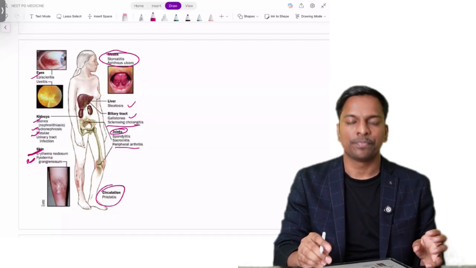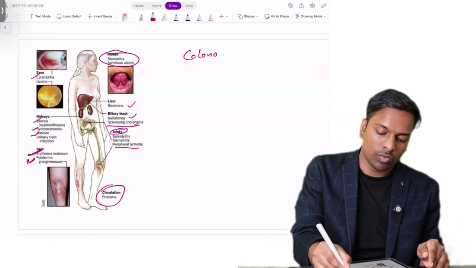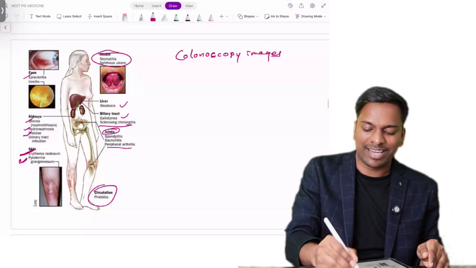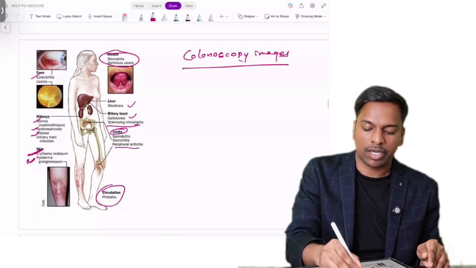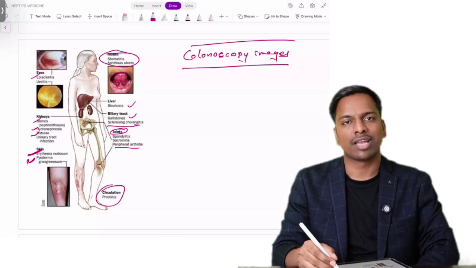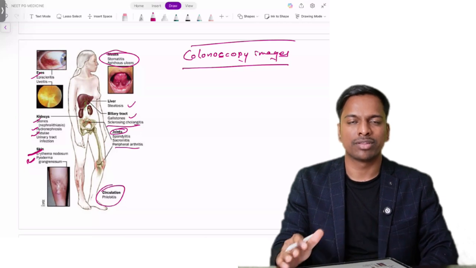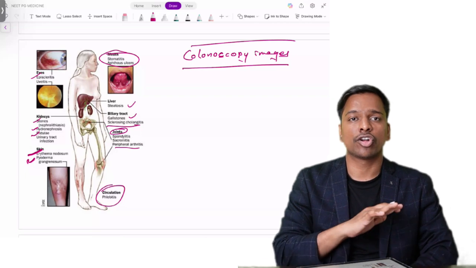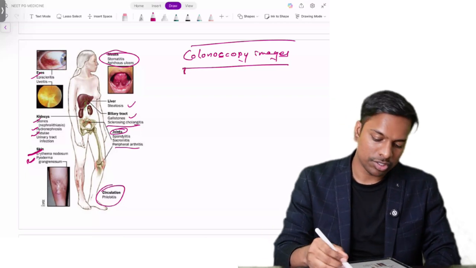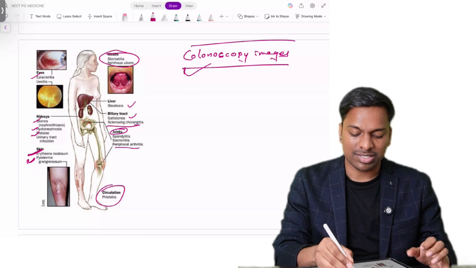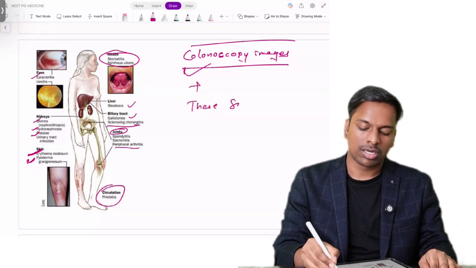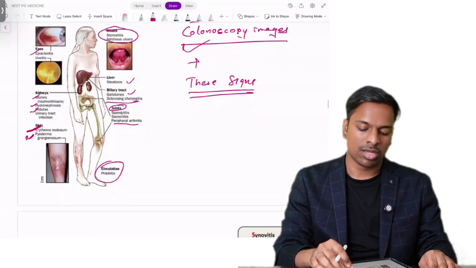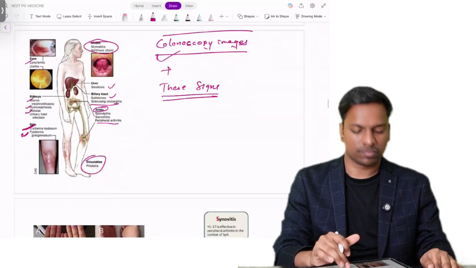If they give you colonoscopy images of any disease, let's say a disease that we don't know, and the rectum is involved and the terminal ileum is shown, then it's Crohn's disease. If they show the transverse colon, the extent is there and it is not transmural, then it's ulcerative colitis. So if colonoscopy images are there, plus these signs, then you have to think about IBD-associated arthritis. HLA-B27 can also be positive in a few cases, but it's not very specific.